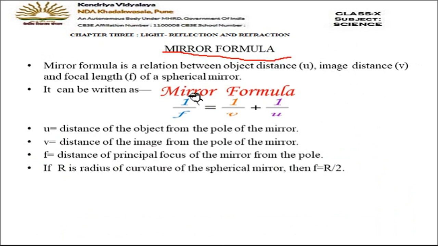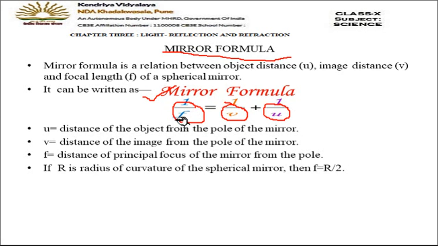Now, by mirrors we mean both the mirrors, convex as well as concave. Let us try to understand what is the mirror formula. You can see here the mirror formula: 1 by f is equal to 1 by v plus 1 by u. Here you can see that three variables are used: one is f, one is v, and the other one is u.